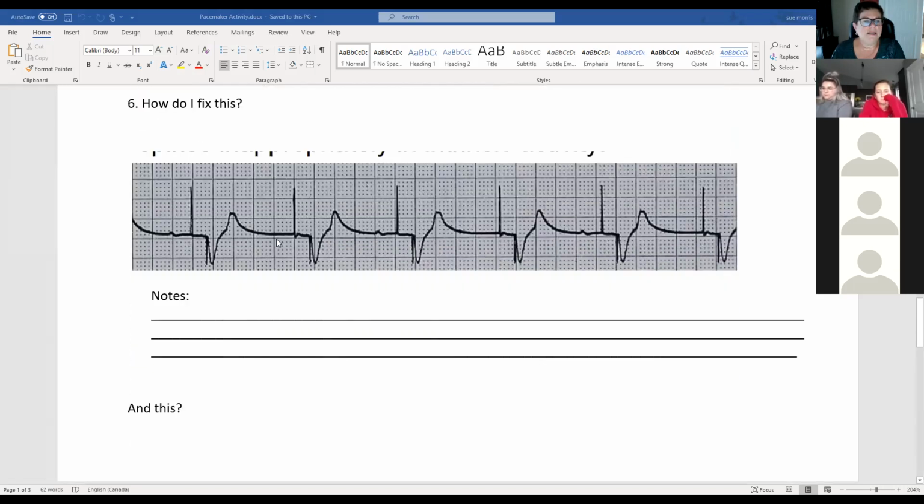Do I need to fix this one? There are no P waves sometimes. Yeah, and sometimes the P waves happen before the spike. Did it see that P wave? More atrial sensitivity? Yeah, so you need to lower your atrial sensitivity.